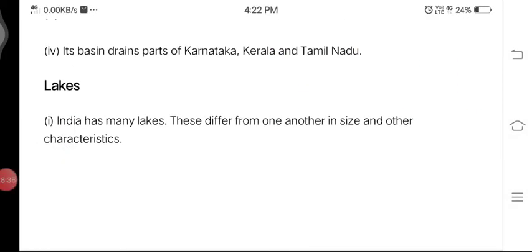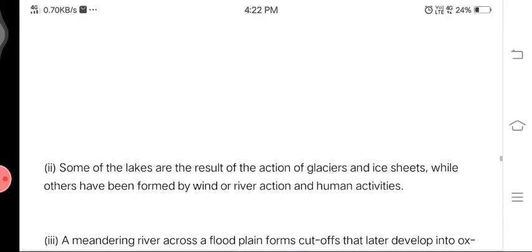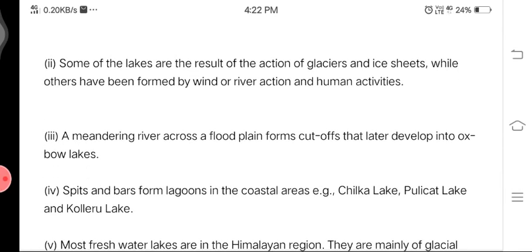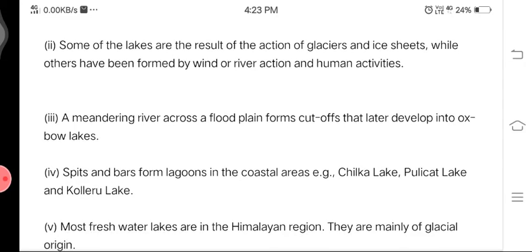Now we talk about the lakes. India has many lakes. These differ from one another in size and other characteristics. Some of the lakes are the result of the action of glaciers, because glaciers move, or the movement of the ice sheet, while others have been formed by winds or river action, and some lakes are formed by human activities.